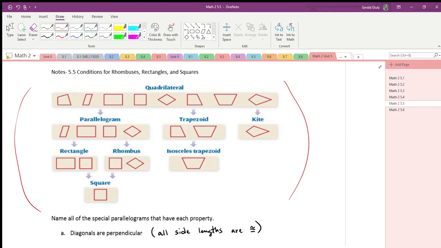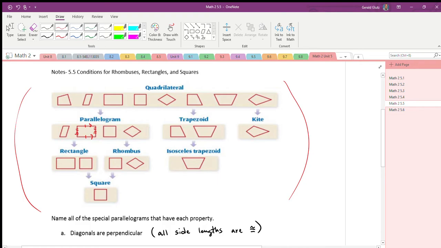Parallelograms are a type of quadrilateral, but they have certain characteristics. So we talked about this the last couple lessons. So again, if you don't know what a parallelogram is, pause the video and write down what I'm about to say. So parallelogram, opposite sides are congruent and parallel. Opposite angles are congruent, consecutive angles are supplementary.